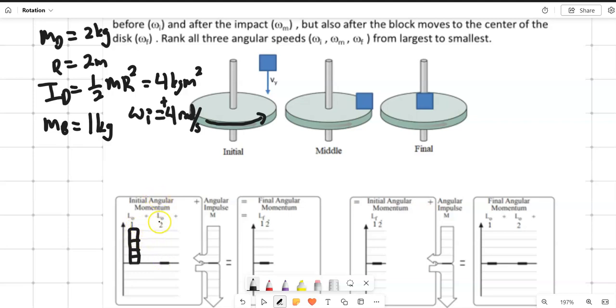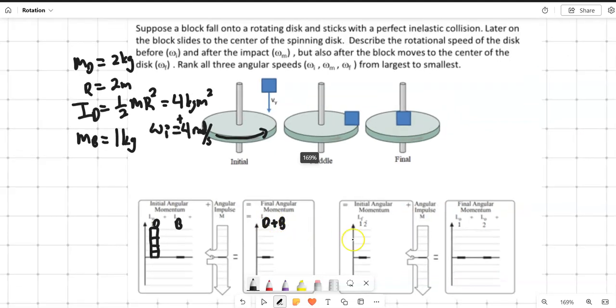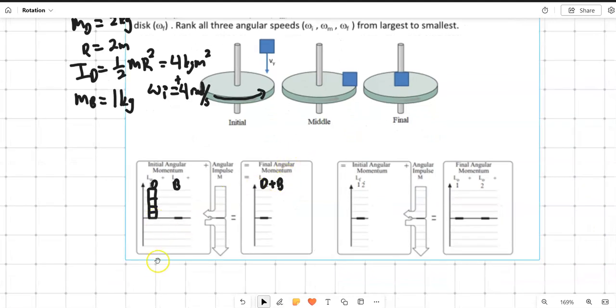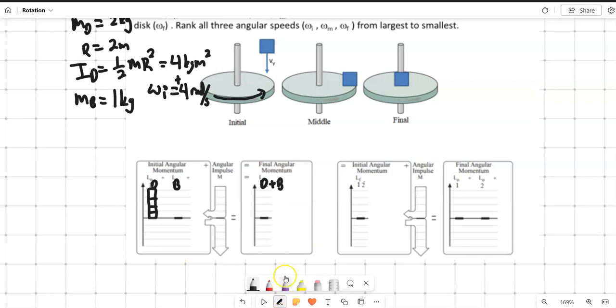And this is the block, this is the disk, this is the disk plus the block, okay? And I should probably also mark these other things too. The disk is number 1 and the block is number 2. So anyways, you have the disk that's spinning counterclockwise, and then you have the block that essentially has no angular momentum. So this is 0.